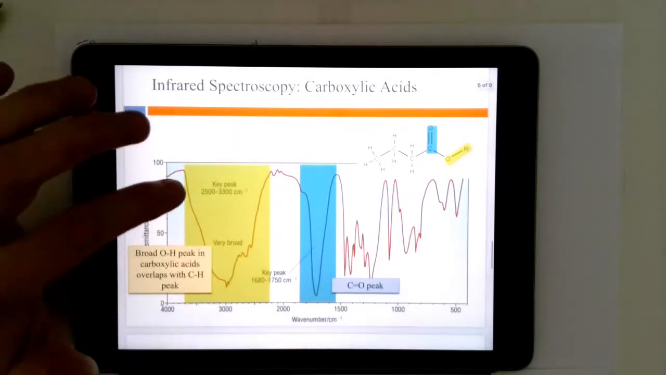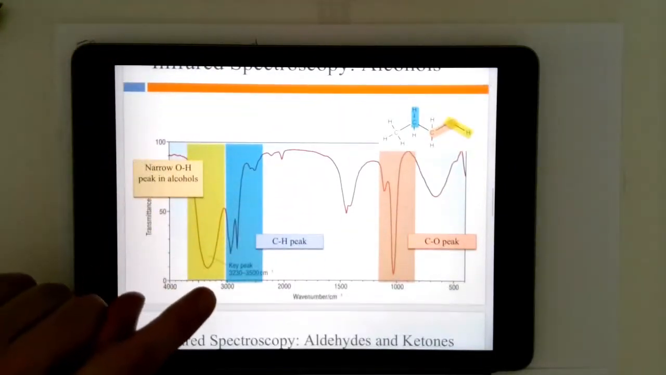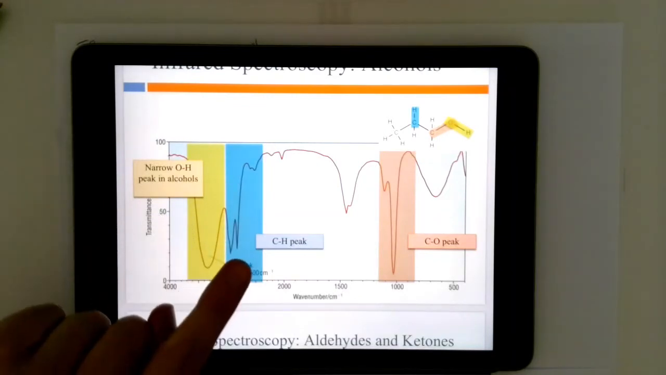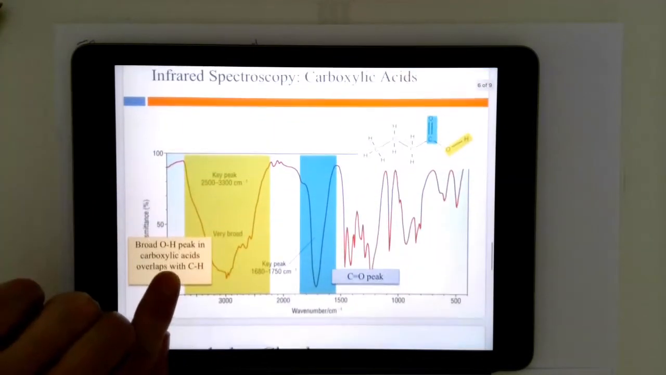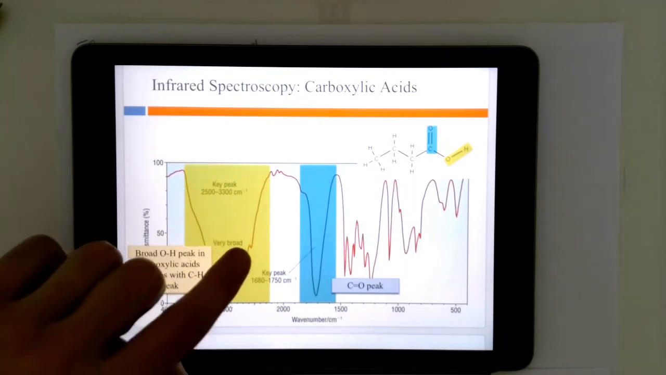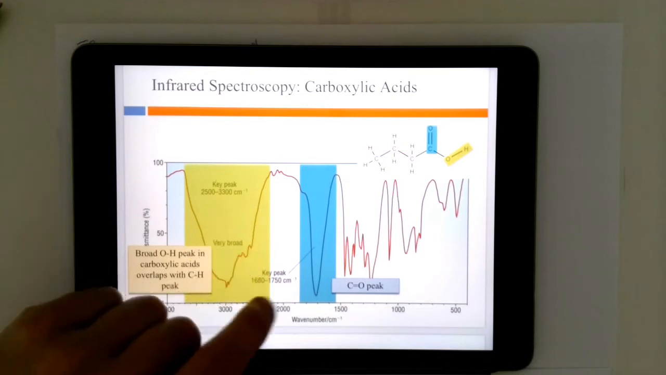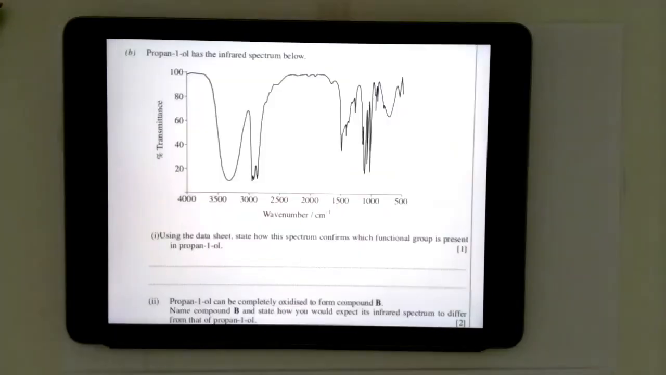One thing to highlight to you before we try a question is that if you look at an alcohol, it's got an OH peak that's quite narrow, so you can still see the CH peak, whereas if we go down to a carboxylic acid, it's still got an OH peak, but the OH peak is really broad, so it muffles the CH peak, and you can't really tell that there's two separate peaks there anymore. So those are the different types of infrared spectrums. Let's have a go at a question.